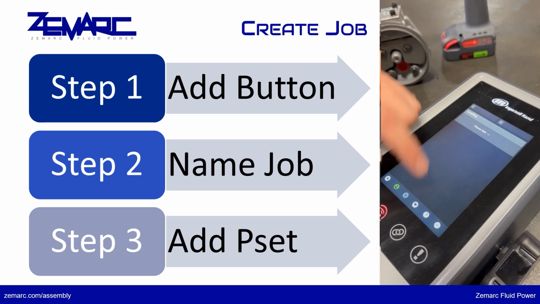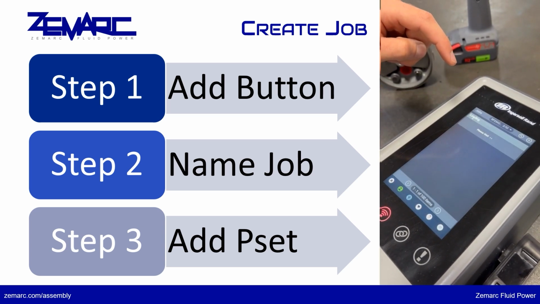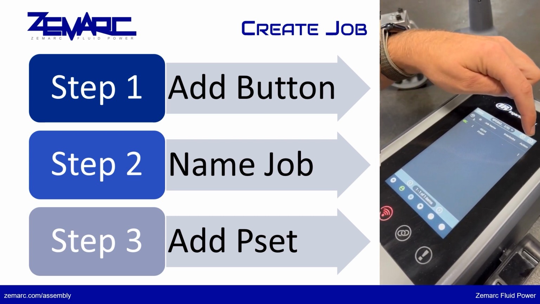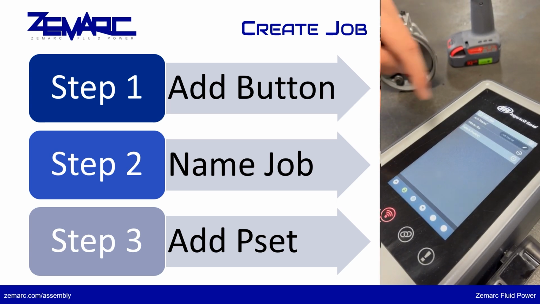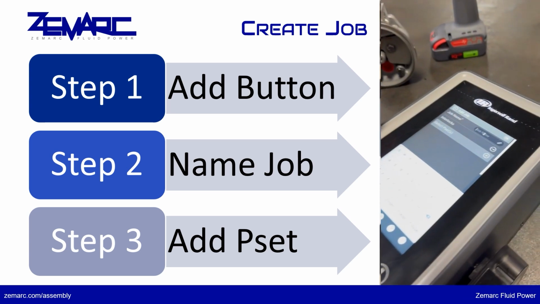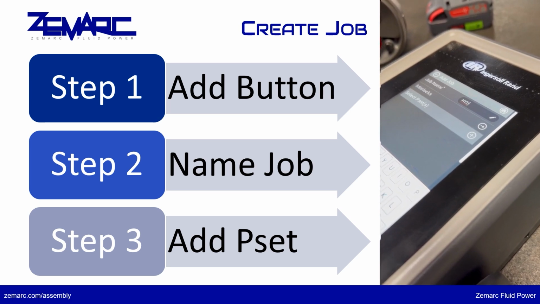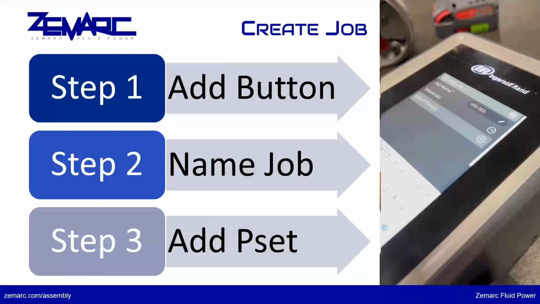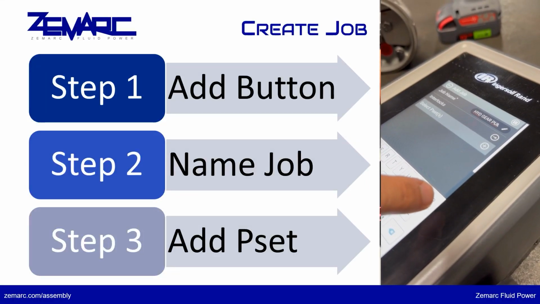Here is our job. So the job is just essentially the full assembly. Think of it as a filing system for all of your PSETs. This job, which we'll name hydraulic gear pump, will be set up to contain the individual PSETs in a sequence that you want your technicians to follow. So you create the job, and then to that job, we're adding the PSETs we created in the last slide.